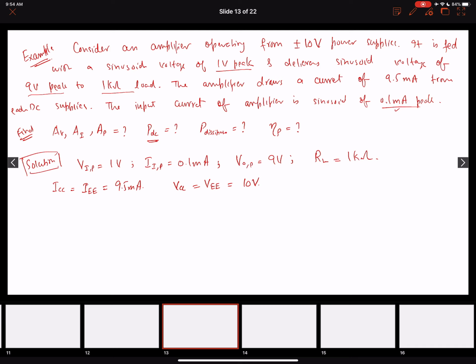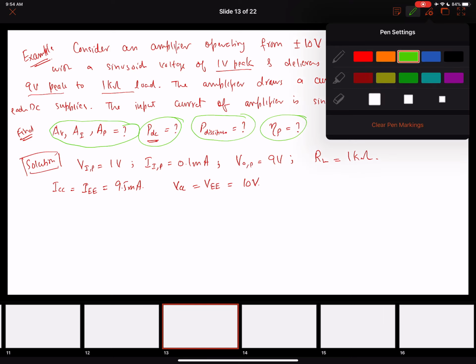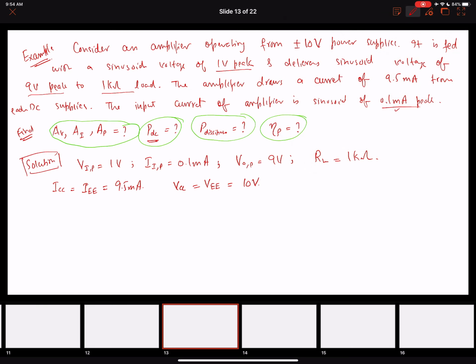We need to find out the values of the voltage gain, the power delivered to the amplifier, the power dissipated, and the amplifier efficiency. So we are going to do all of that now. Let's start with the voltage gain.